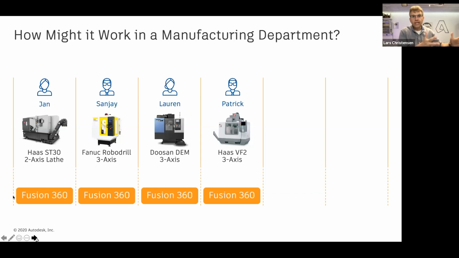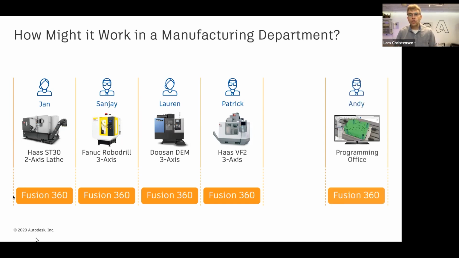We actually ended up having 3 Robodrills with pallet changers running at one point, still using the core of Fusion 360. When you start thinking about how can we be better, you might start thinking about machine downtime. In this case, we might add a programmer sitting in an office, Andy, who can help create programs to limit machine downtime. So whenever Patrick or Lauren or Sanjay or Jan are programming their machines, they're not sitting still while they're waiting for a program. And of course, Andy can use the core of Fusion 360 to program those machines as he's helping out.